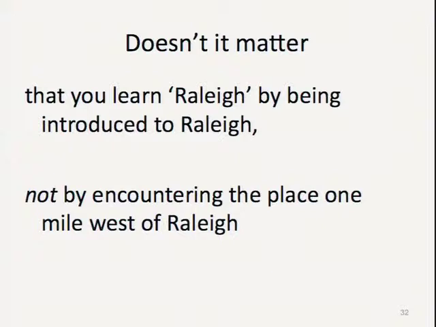When we're explaining the names, Davidson writes as if these would do equally well. Right? There's no fact of the matter which one is right. So either would be just fine. But actually, there is some empirical difference between learning the word Raleigh by being introduced to Raleigh and learning the word Raleigh by being introduced to a place 1 mile west of Raleigh. We have to try and catch that. There has to be something about your understanding of a language that doesn't operate just at the level of sentences, but does operate at the level of words. Something we can say about your grasp of individual words.